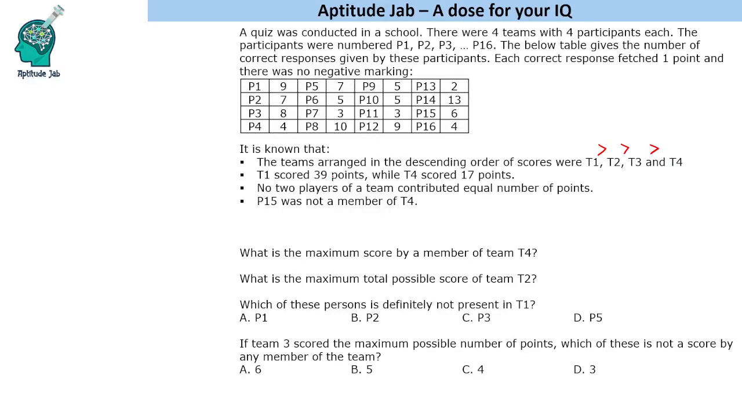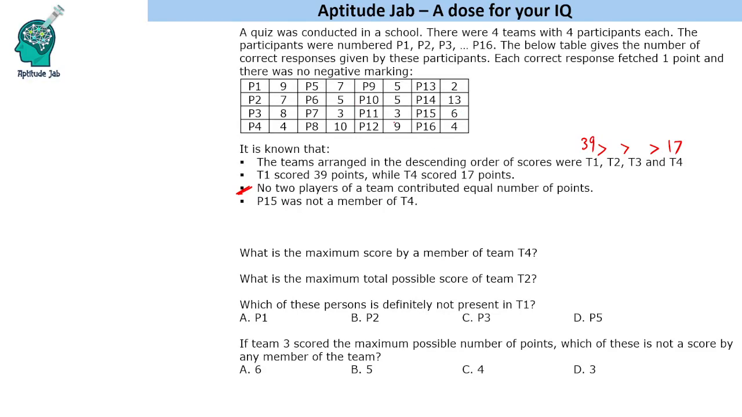T1 scored 39 points, while T4 scored 17 points. Okay, so those are the two things given to us. No two players of a team contributed equal number of points. So that is an important point. This will help us figure out different players of a team. P15 was not a member of T4, so this is not in T4.